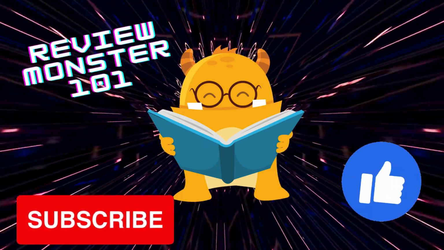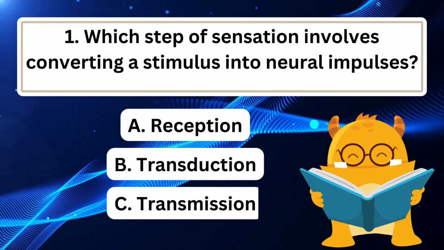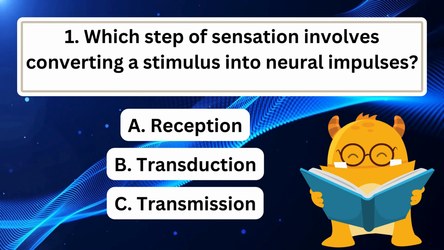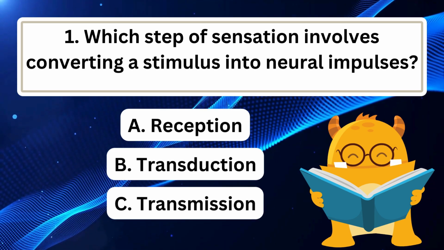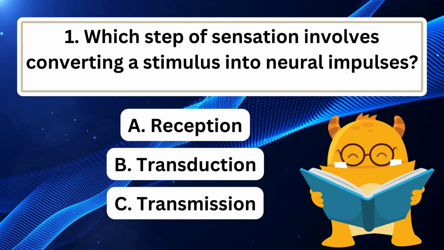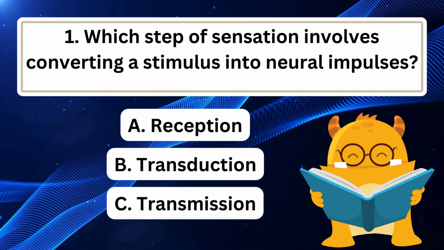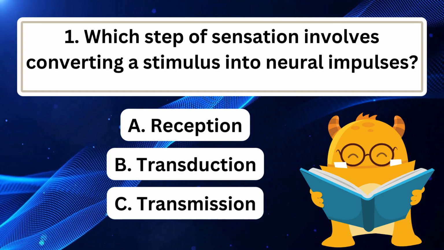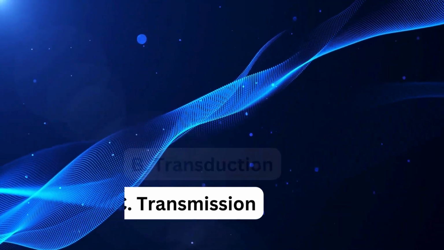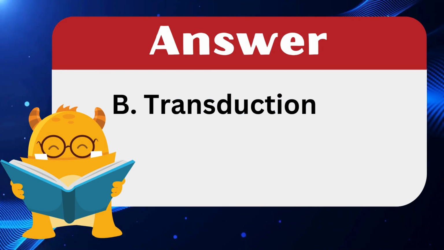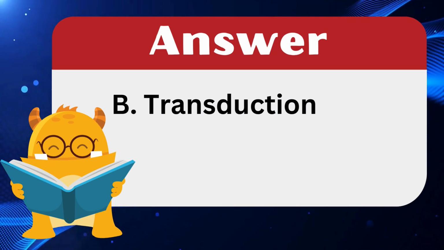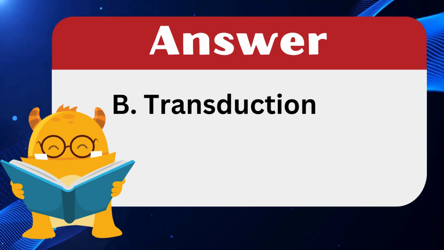Let's begin. 1. Which step of sensation involves converting a stimulus into neural impulses? A. Reception. B. Transduction. C. Transmission. B. Transduction. Transduction is the step in sensation that converts a stimulus into neural impulses.